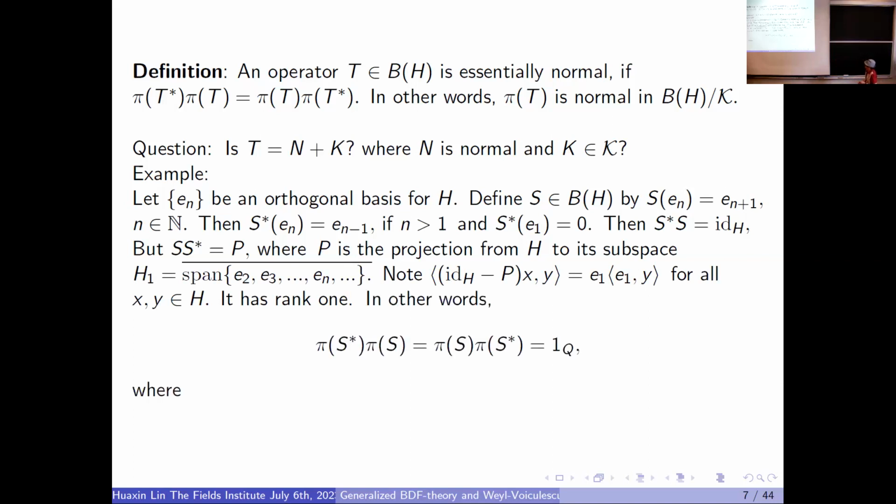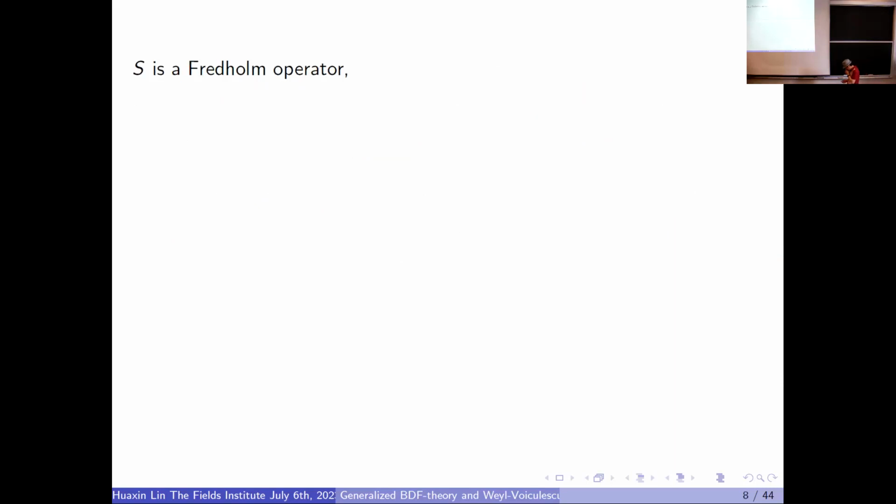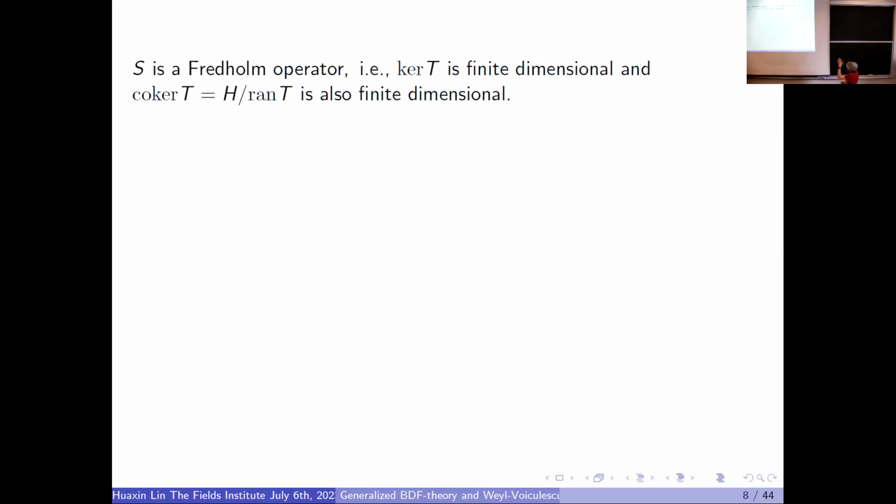So in other words, this is unitary in the quotient. In particular, it's an essentially normal operator. It is a Fredholm operator. Roughly speaking, I don't want to go very far; you just say the kernel and the co-kernel are all finite dimensional.